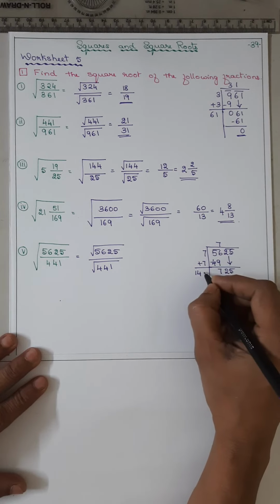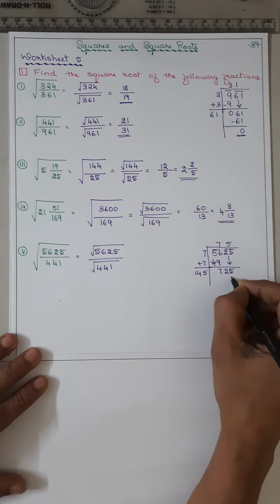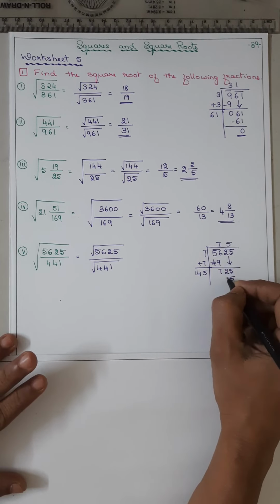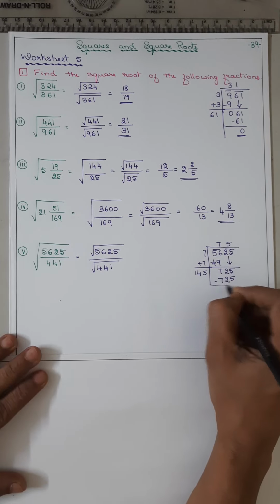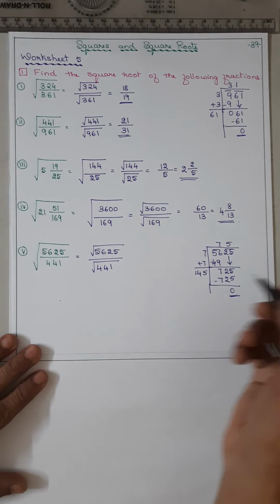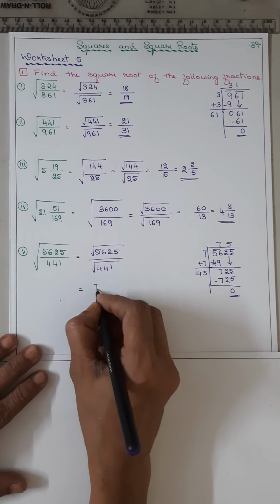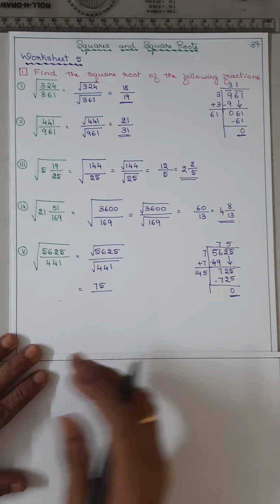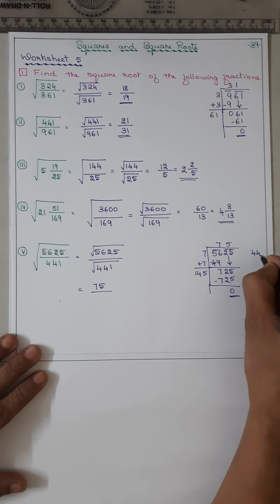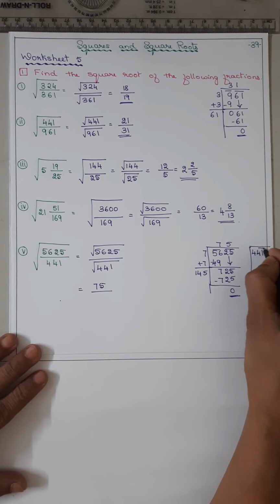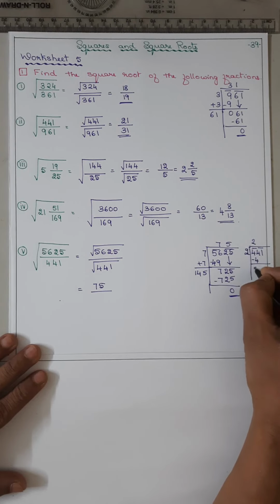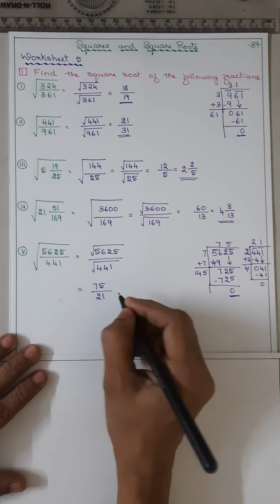It is a perfect square, so you can try with 5. 5 5s are 25. 4 5s are 20. 22. 5 1s are 5. 6 7. So you got 75. And in the denominator, you know already 441 is of which one? 21. 2, 4, 0. Bring 41 down. Add 2. It is 4, 1. Directly, you know the answer, you can write.